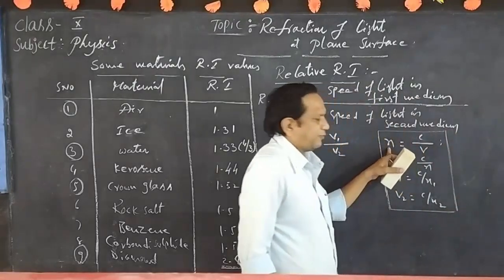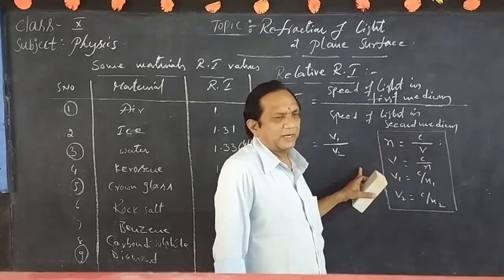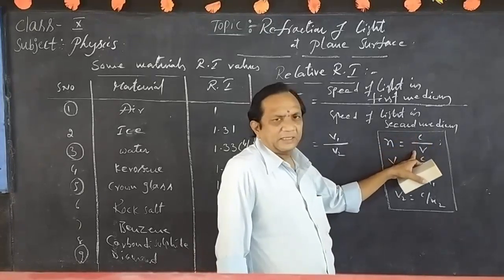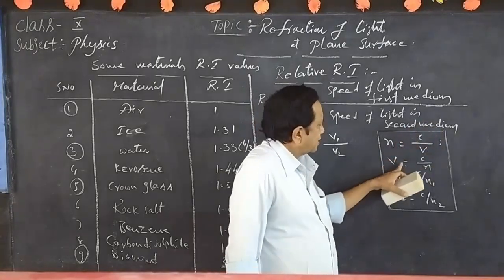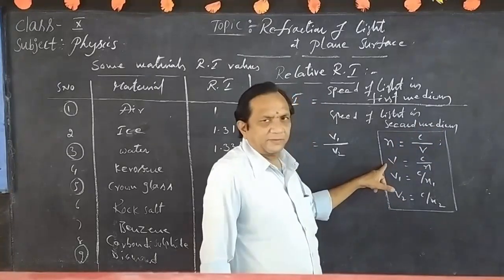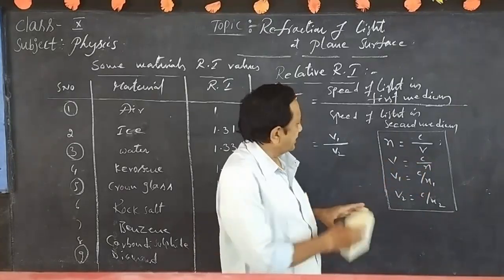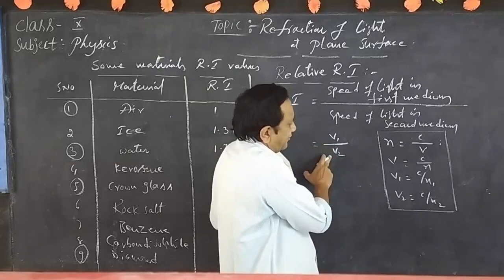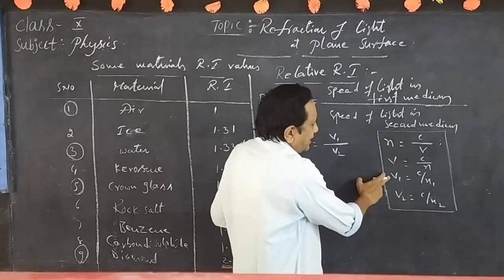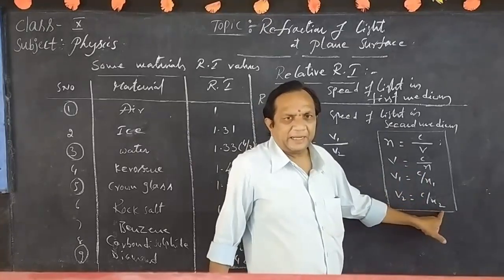Refractive index is given by this formula, which is very important. N is equal to C by V, the speed of light in vacuum by the speed of light in the given medium. So to make V the subject in the given medium, you get C by N. This is the actual formula. In that, two velocities for two different media are to be considered, V1 and V2. So V1 is taken as C by N1 and V2 is taken as C by N2.